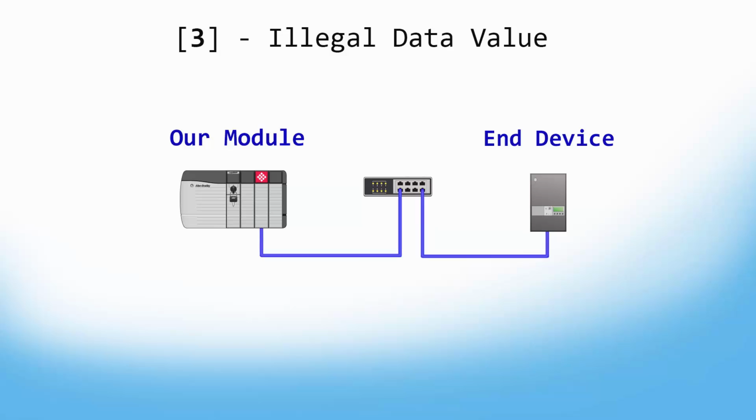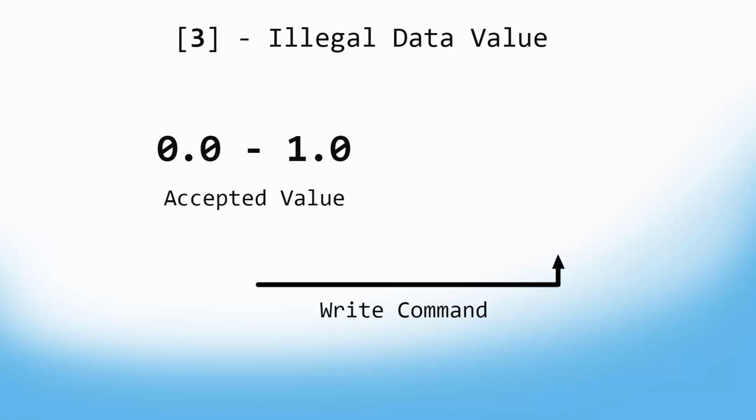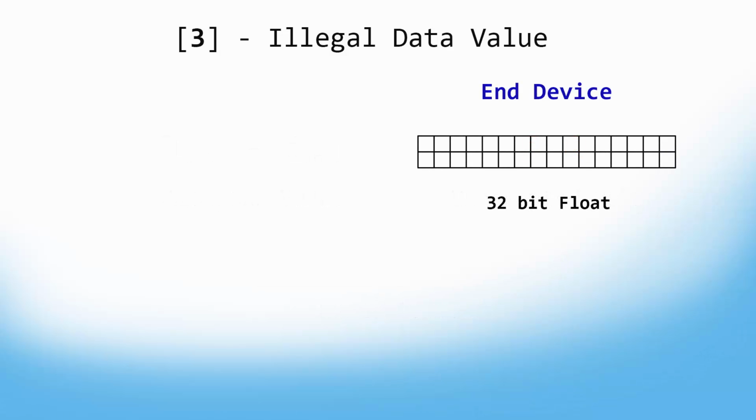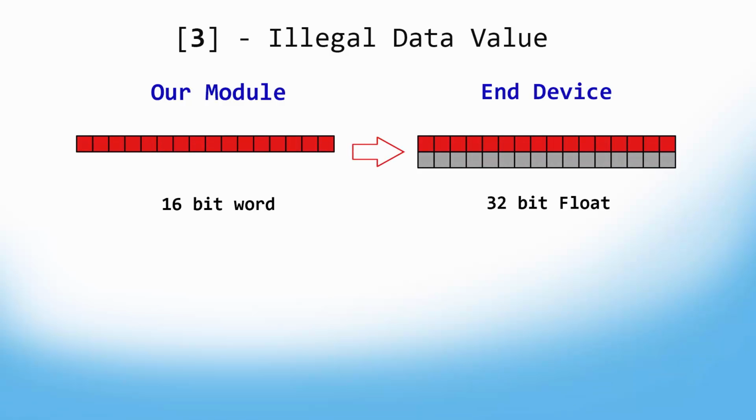Error code 3 is an illegal data value. This only applies to write commands, and it usually has to do with the Modbus device only being set up to handle a value within a certain range, and your command is trying to write beyond that range. An example would be trying to write an improper data type. For instance, if you have a device that is expecting a 32-bit floating point value, but your command only writes a single 16-bit word, the device will only receive half of the value.